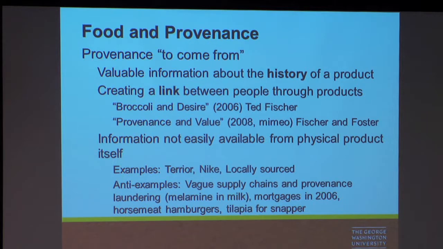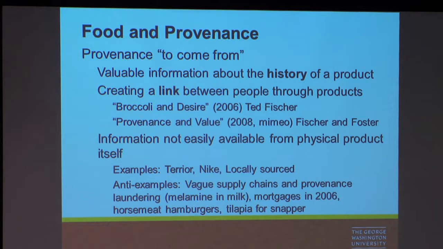The source is Broccoli and Desire, a great book by Ted Fisher, an anthropologist, and a memo that I've written with him. This is information that isn't available from the physical product typically. I mean, it can go beyond the physical to the non-material. So where is this from? Terroir in wine. Nike, how was it produced? If it was produced under slave labor conditions, there's problems. Is it locally sourced?